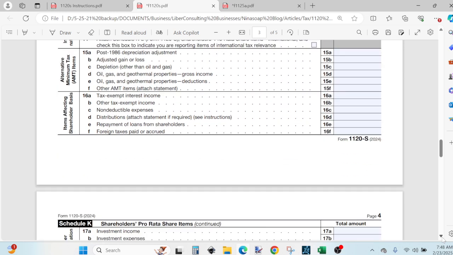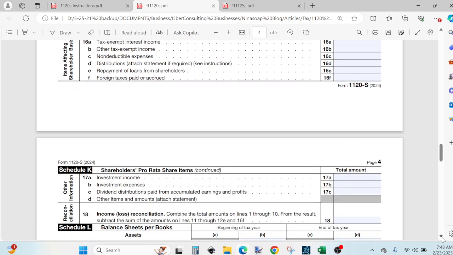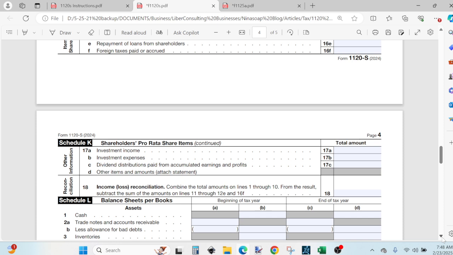And then we will continue. Line 17A, interest investment income. You can read the instruction to see what kind of investment is related here, and investment expenses will go there. Dividend distribution paid from accumulated earnings and profits will go on 17C.